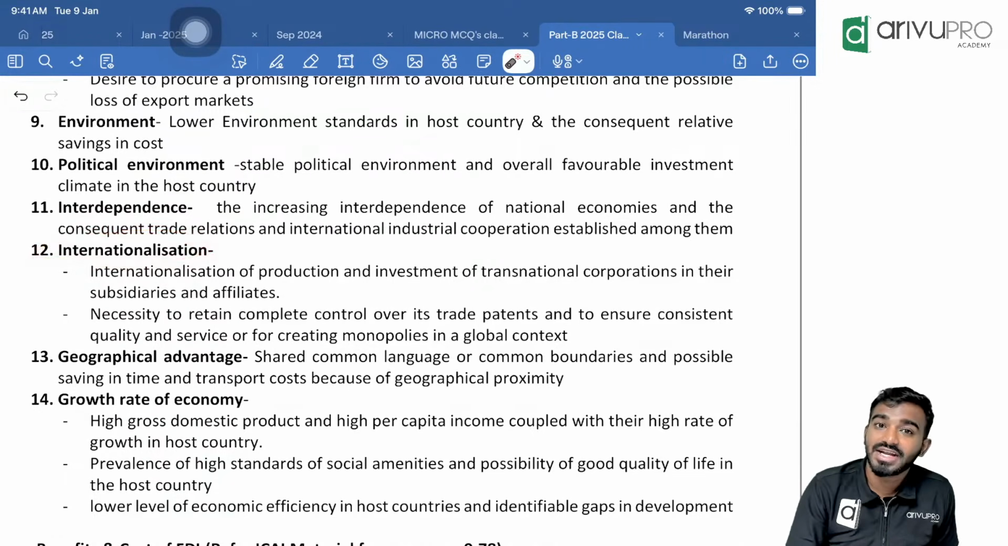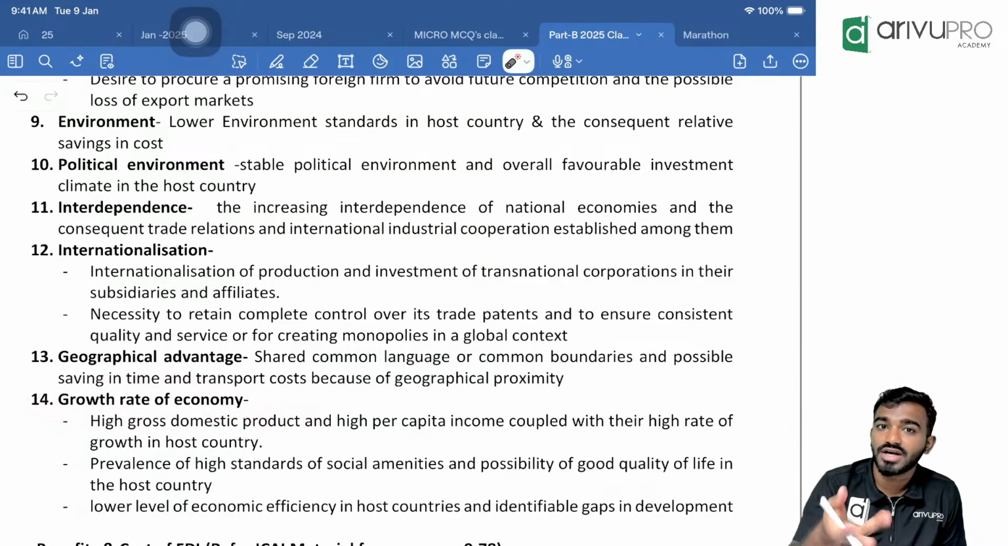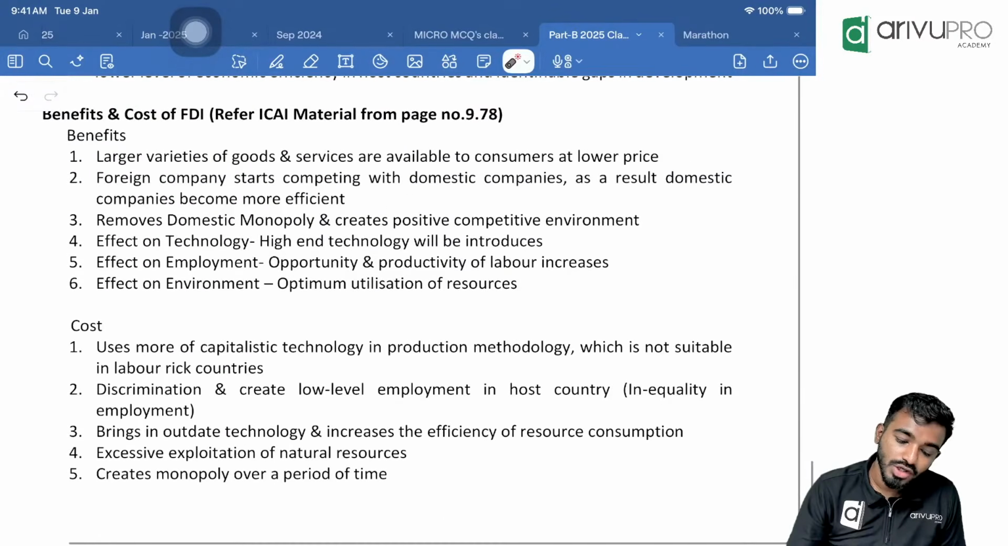My business is internationalization, my products are available in multiple locations. Your geographical location is good, I can serve the East market and the West market. In your nation, the growth rate is going up, and I should take advantage too. Like this, generic topics. Clear? And next, the benefits and costs of FDI.